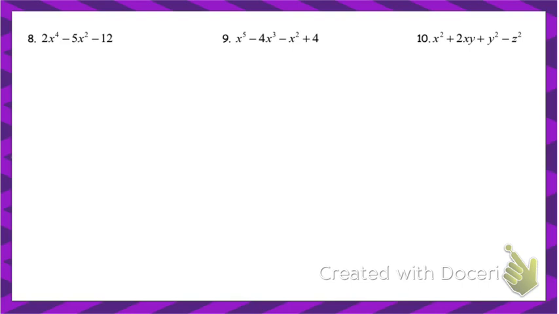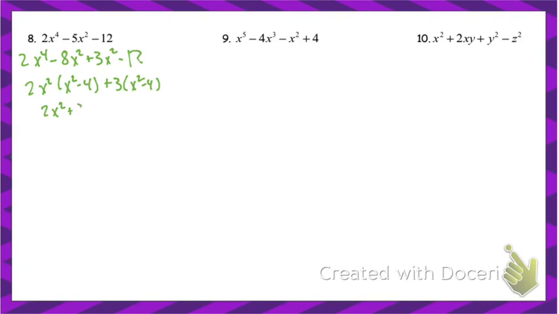All right, so looking at 8. So again, this one, I need these to multiply to negative 24x to the 4th. Adds to a negative 5x squared. So that's going to be a negative 8x squared and a positive 3x squared. So I'm going to split my middle. 2x squared comes out. 3 comes out. So I get 2x squared plus 3 and x squared minus 4. And then to fully factor, 2x squared plus 3 will stay, but x squared minus 4 becomes x plus 2, x minus 2.